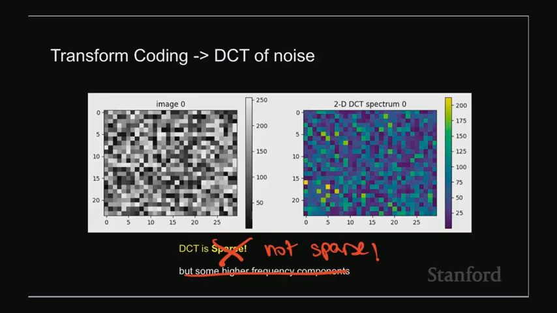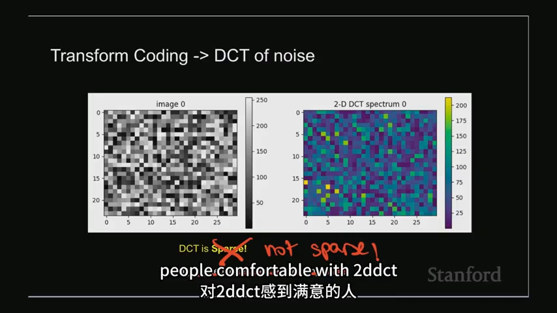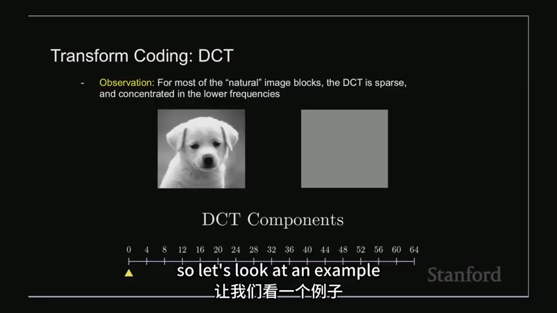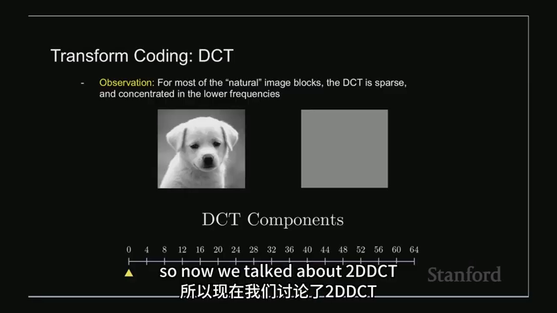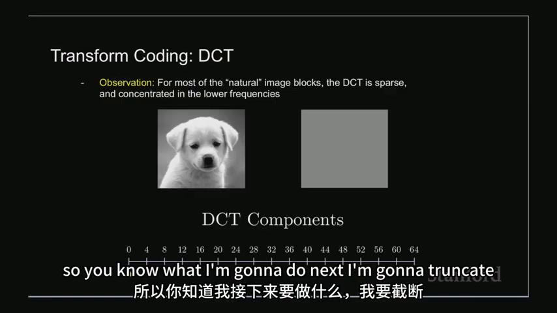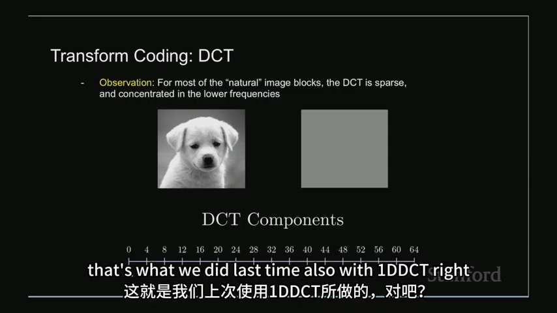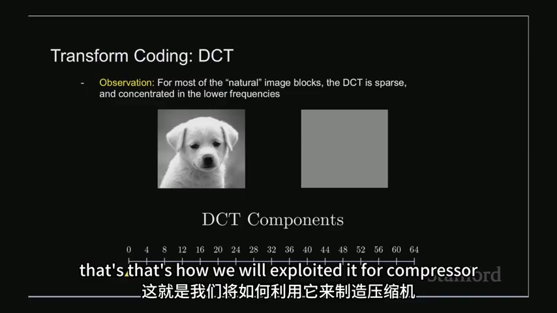Okay. People comfortable with 2D DCT? So let's look at an example. So now we talked about 2D DCT, so you know what I'm gonna do next. I'm gonna truncate using this 2D DCT. That's what we did last time also with 1D DCT, right? That's how we will exploit it for compression.